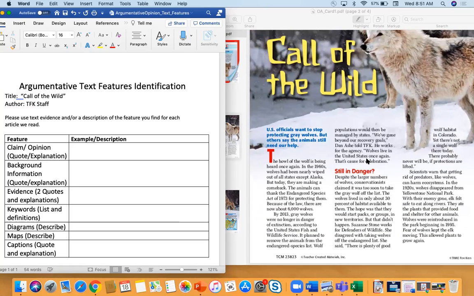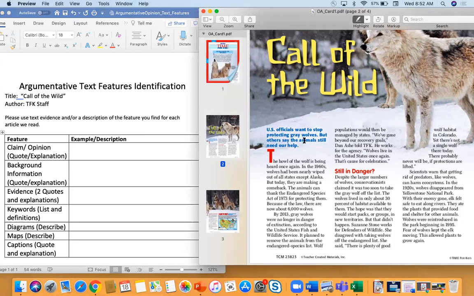So the cool thing, as I've said before, about these Time for Kids articles is usually they put the claim or the thesis at the beginning in a different color. So remember, the informational text had the red thesis. The argumentative texts have the blue thesis. So here's the claim. A claim is also a thesis. U.S. officials want to stop protecting gray wolves, but others say the animals still need our help. So here's the claim.